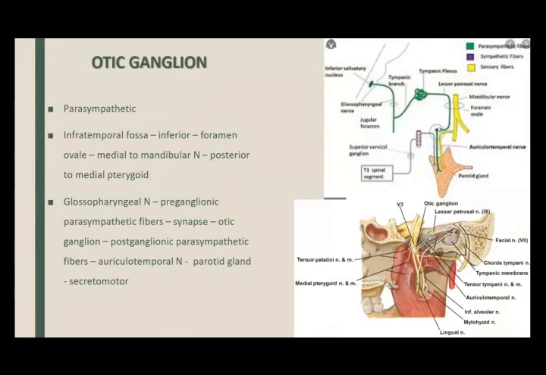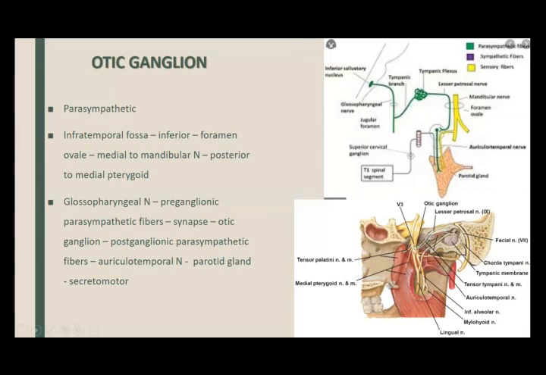Let's talk about the otic ganglion. I told you in the head and neck there are 4 parasympathetic ganglia. One of them is the otic ganglion. Remember one thing: the otic ganglion is there to provide secretomotor fibers to the parotid gland. It is a parasympathetic ganglion lying in the infratemporal fossa. This picture is also taken from inside the mouth.